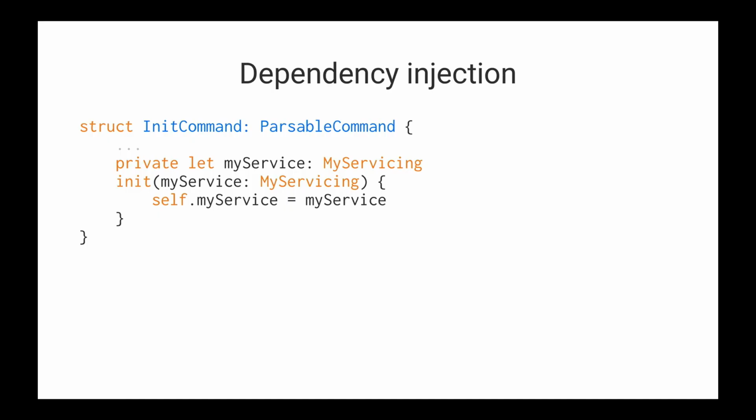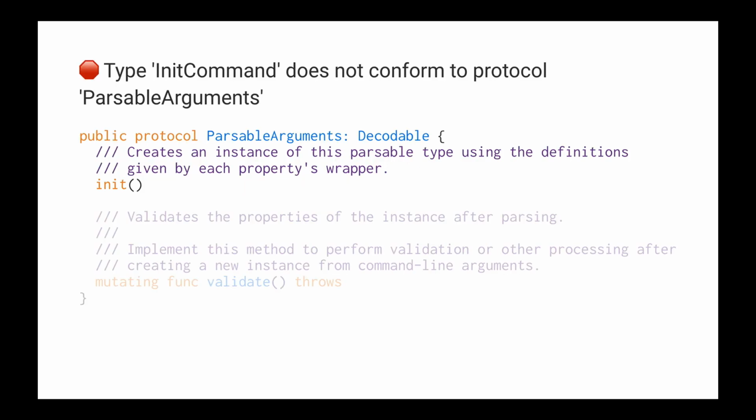And with that, now something a little about dependency injection. To properly test the components separately, we need to inject our dependencies in some way. And we could think that we could simply define a custom initializer. But if you do so, you will get the following error: Type InitCommand does not conform to protocol ParsableArguments. And when you look at it, it kind of makes sense, since the initializer doesn't expect any arguments. So this will not work.